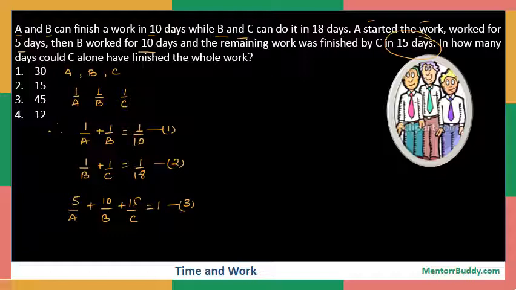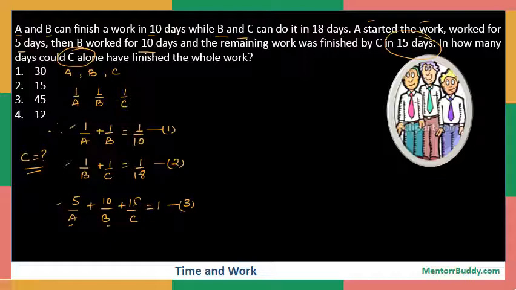Now the question is, if C works alone, in how much time will he finish the work? So we need to determine the value of C using these equations. Because there are 3 variables in 3 equations, it is sufficient to get the answer. In the third equation, we can put the values of A and B in terms of C. But this method has equations in terms of fractions, so solving the fractional values becomes a little more difficult.